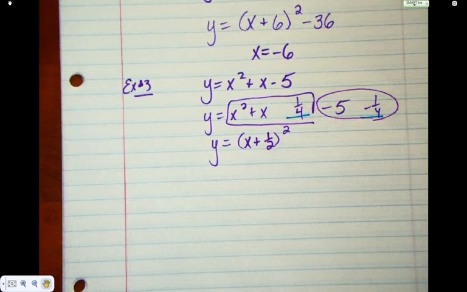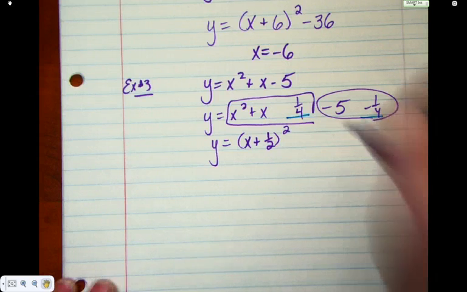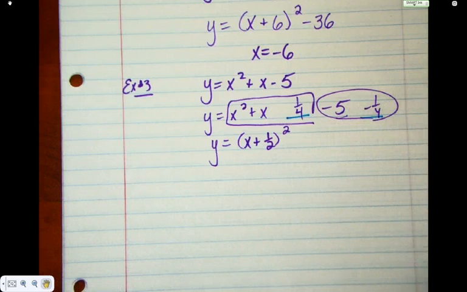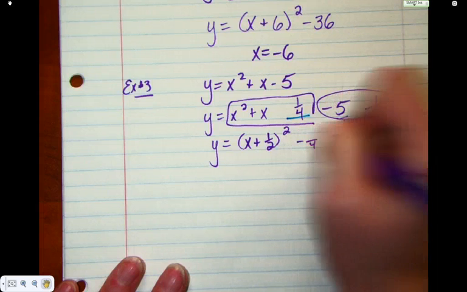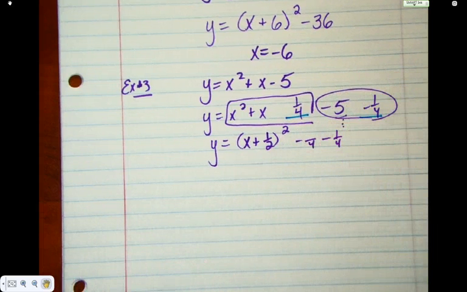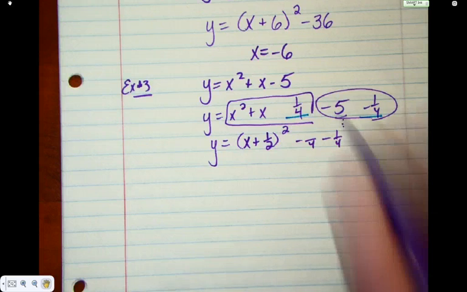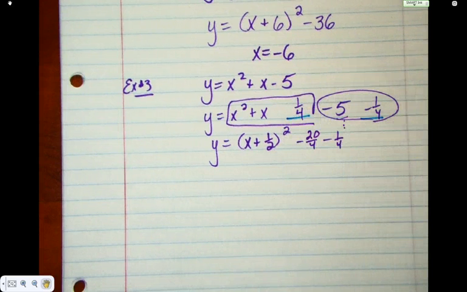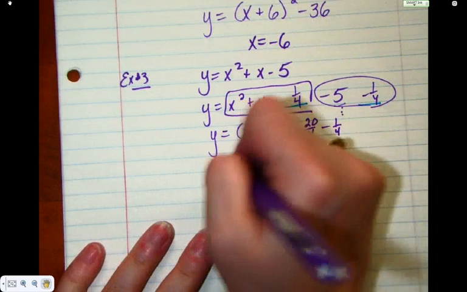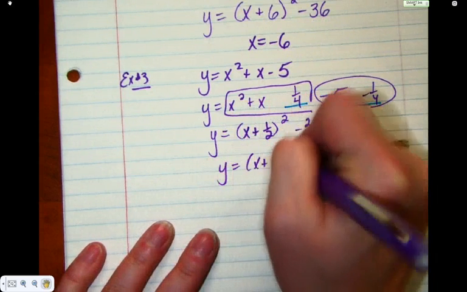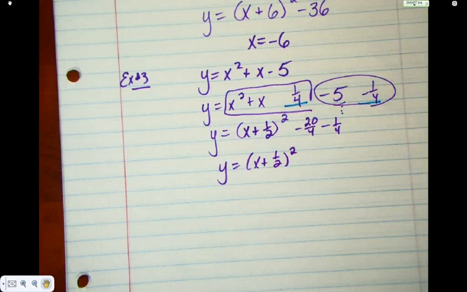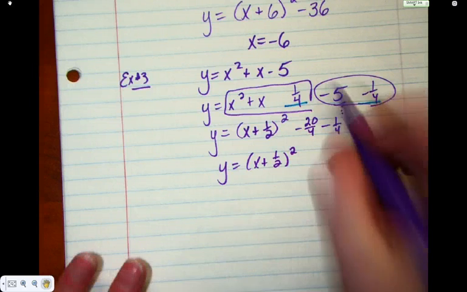Combine the constants. Okay, how do I add or subtract fractions? Common denominator. What's under the 5 that we don't see, but we know it's there? Okay, so 1 and 4, what's going to be the common denominator? 4. Okay, so something over 4 minus 1 over 4. Okay, 20, I heard somebody say. Everybody okay there where the 20 came from? Okay. Minus 20 over 4 minus 1 over 4.